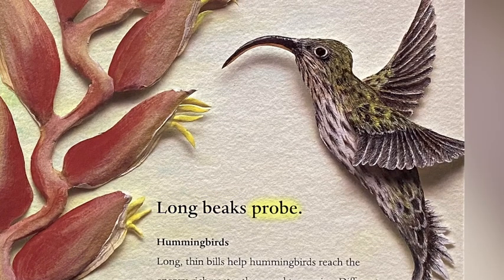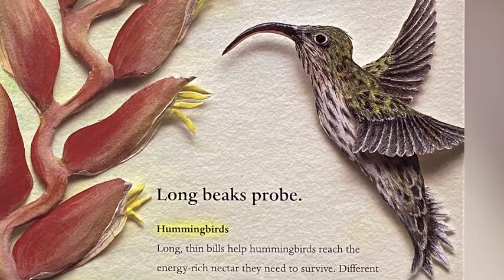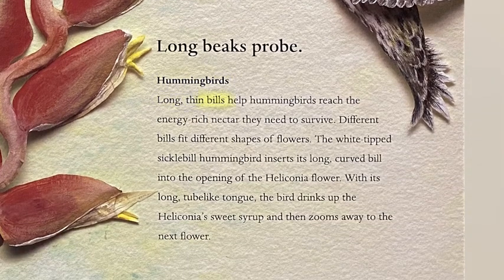Long beaks probe. Hummingbirds. Long, thin bills help hummingbirds reach the energy-rich nectar they need to survive. Different bills fit different shapes of flowers. The white-tipped sickle-bill hummingbird inserts its long, curved bill into the opening of the heliconia flower. With its long, tube-like tongue, the bird drinks up the heliconia's sweet syrup and then zooms away to the next flower.